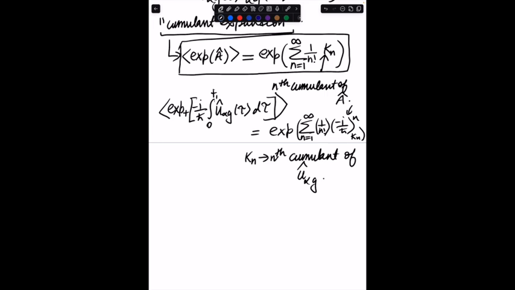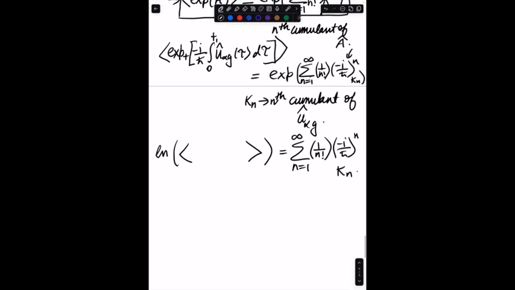So nothing to worry about there. And then I take a ln on both sides of this expression. So I have ln of this term on the left, and it is equal to the sum from n equal to 1 to infinity of 1 upon n factorial, minus i upon h bar to the power n, k_n, where k_n is the nth cumulant of the transition frequency fluctuation or the energy gap operator.